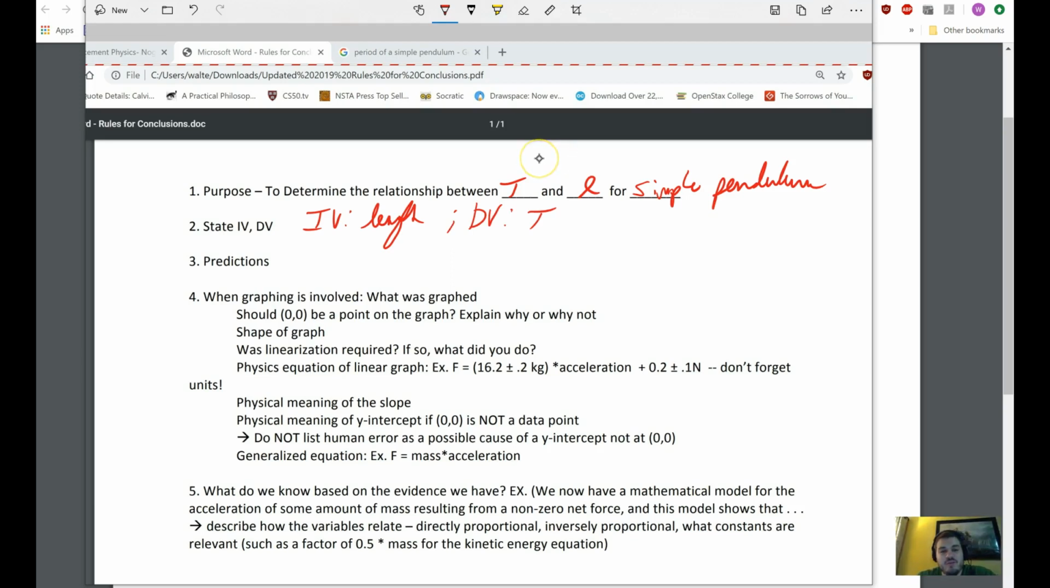And then you talk about your predictions. So really, as you're conducting a lab, you always want to have an idea of how these things relate. This was more of an exploratory lab where you guys don't have much prior knowledge, but maybe you do. Maybe you've looked at grandfather clocks or other things. What is it that you expected to happen?